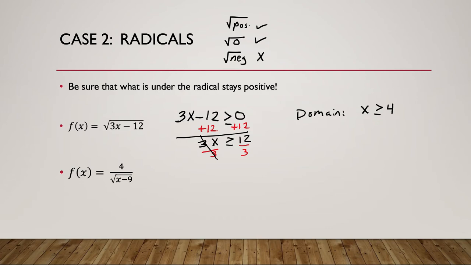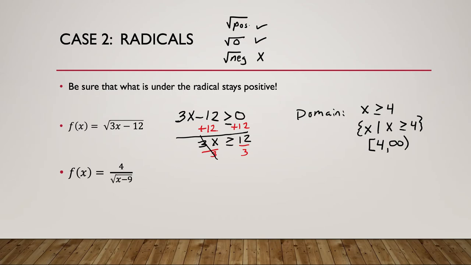And again, if you want to write set builder notation, you're going to say all x such that x is greater than or equal to 4. If you want to write interval notation, you're going to start with 4, and you're going to go all the way to infinity. Now, because that 4 is actually included as part of the answer set, I'm going to need to use a bracket on the 4.